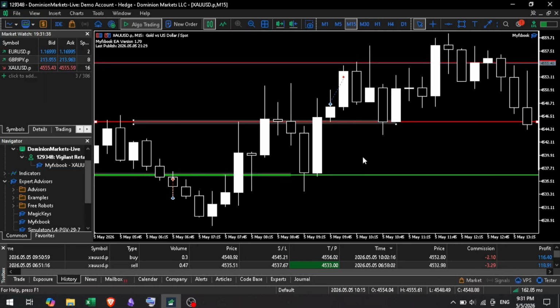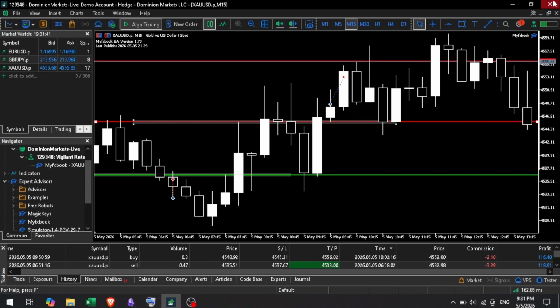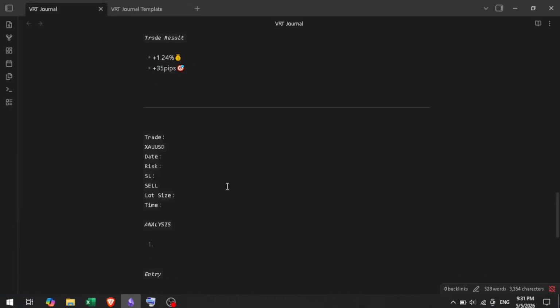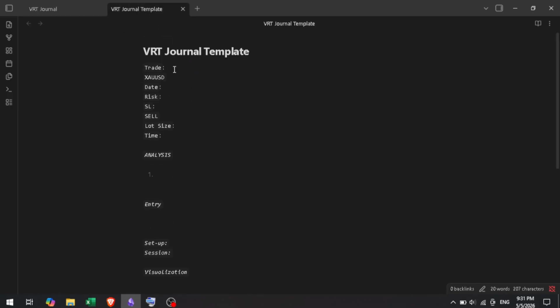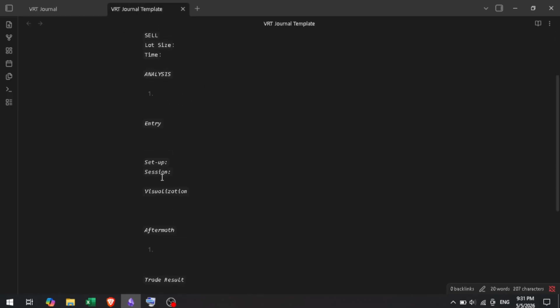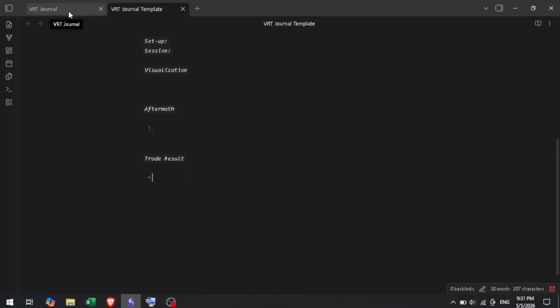So that was it. Now we can close this and go to how we journal our trades. I have this template here. I will fill in the details and you can see how I journal my trades. Let's see.